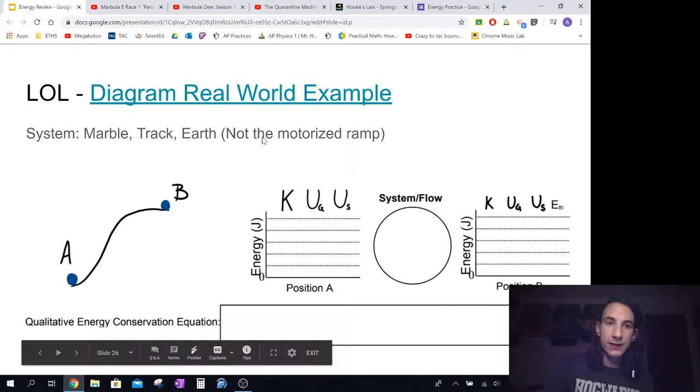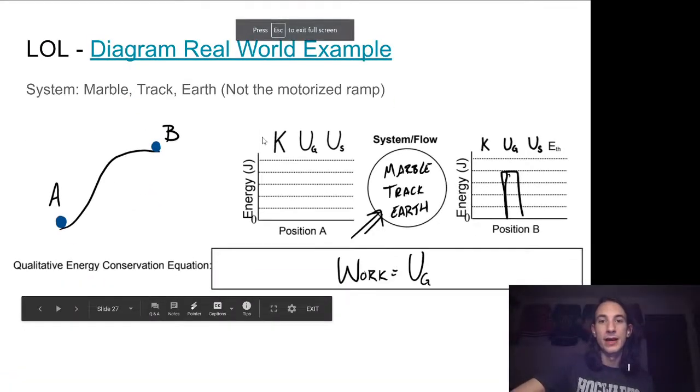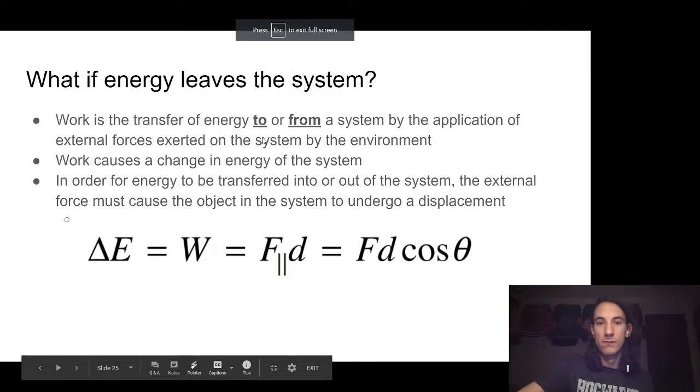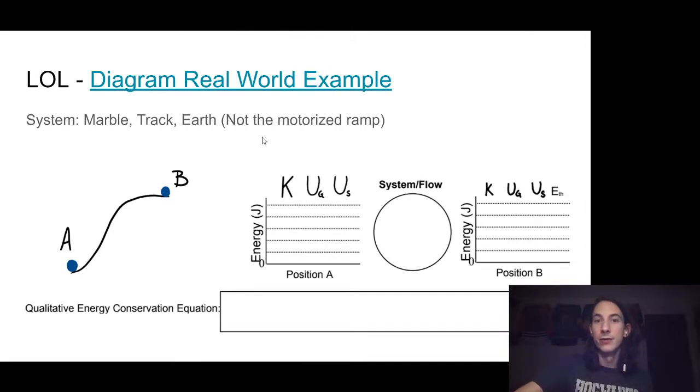All right, so if we're saying that the system is the marble, the track, and the earth, and not the motorized ramp, what does this look like from A to B? What kind of energy transformations do we have? So give it a quick second, think about it, and then we'll talk about it.